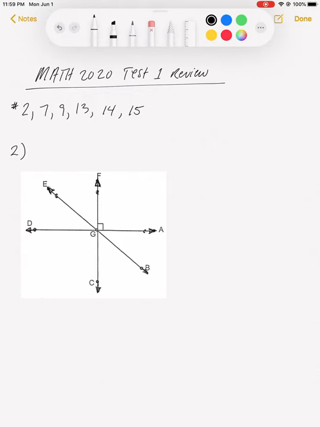And we have some requests here for problems to be worked out. Number 2, 7, 9, 13, 14, and 15. So I copied number 2's figure below. As you can see, we'll go ahead and start with number 2.